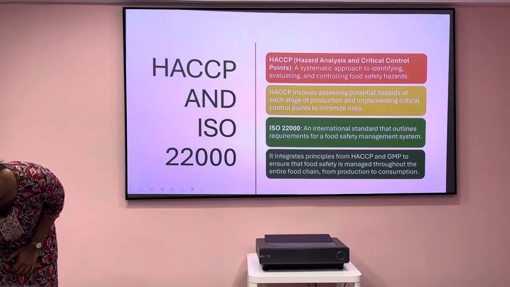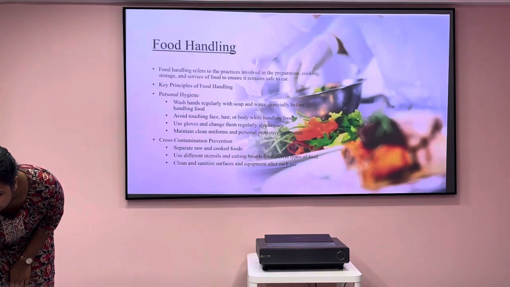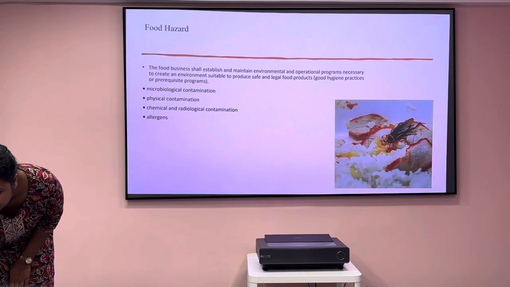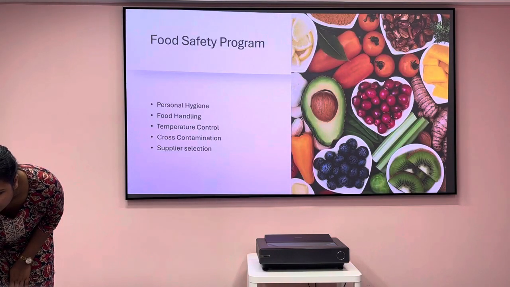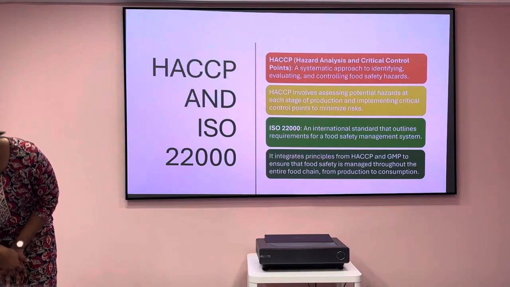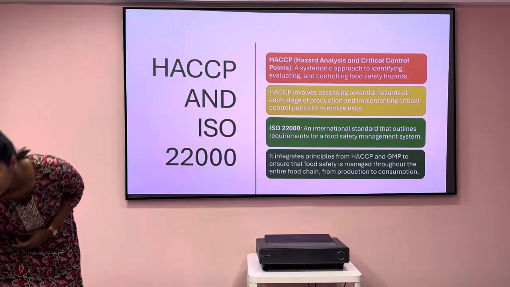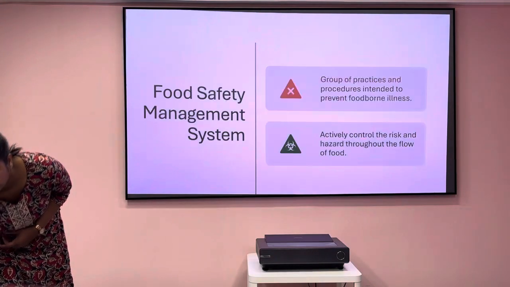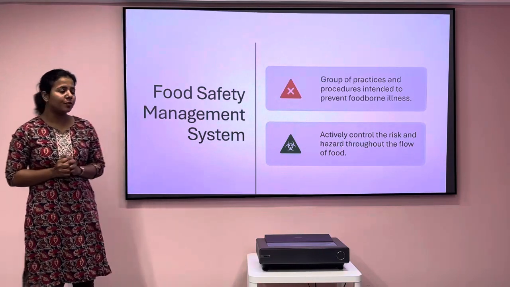A food safety management system is a group of practices. So we already said it is a group of practices or procedures to prevent foodborne illness.